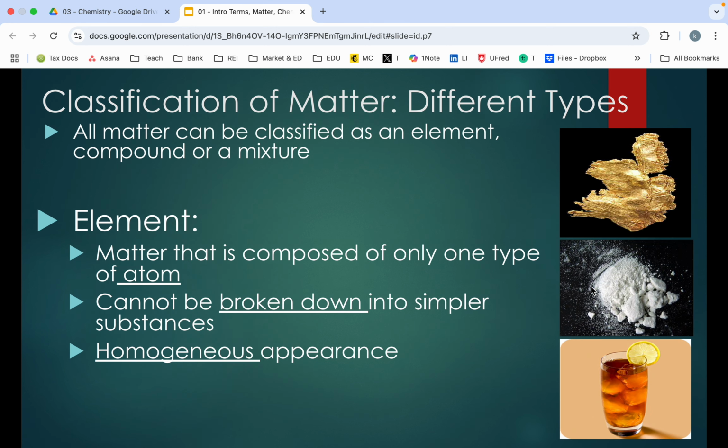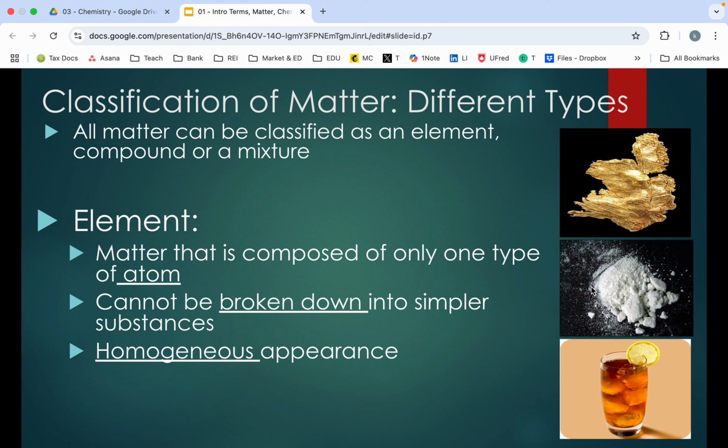Classifications of matter. All matter can be classified as an element, compound, or mixture. Those three things. And now we're going to add three more definitions to that page, because an element, our first one, has only one type of atom. An atom is different from a molecule. A molecule is two or more elements stuck together. An atom is a single atom of one element. So an element is just composed of one type of atom. It cannot be broken down into simpler substances.